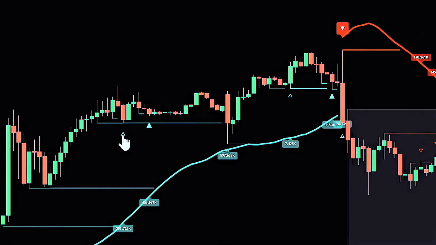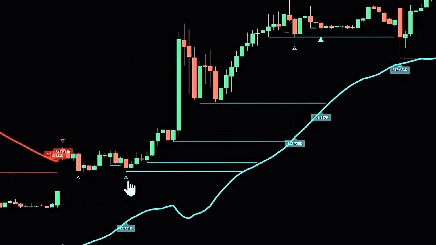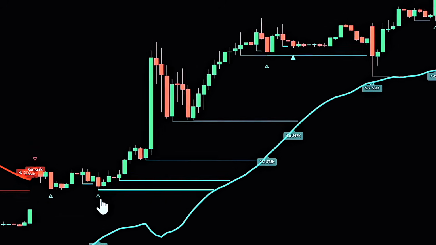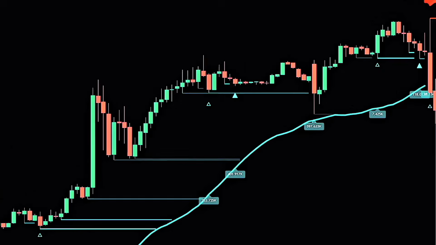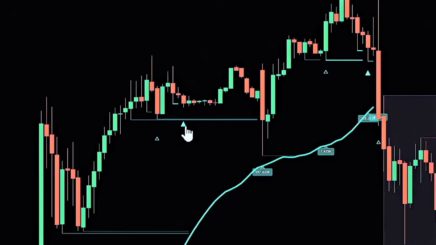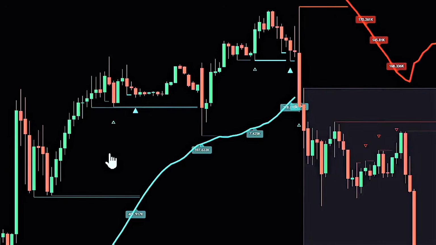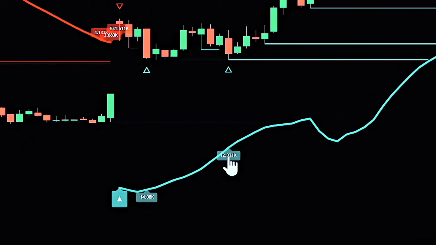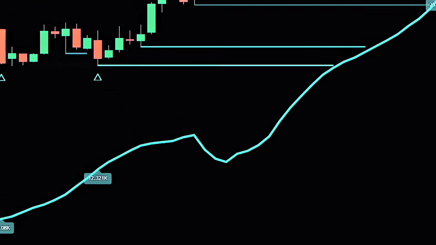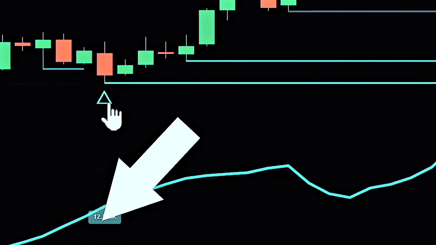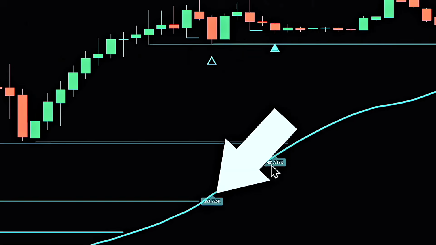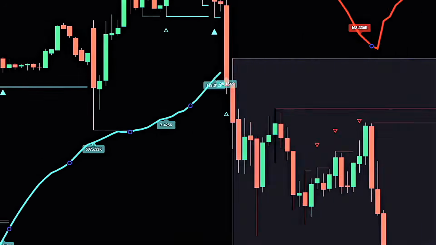Hollow triangles for minor sweeps, where orders get absorbed gradually, and solid triangles for major sweeps, which happen fast and pack a bigger punch. For trading, we're focusing on those solid triangles. They're the high-impact signals. Next to each sweep, you'll see a number showing the volume at that swing point. Higher volume means stronger market interest and momentum, so keep an eye out for that.